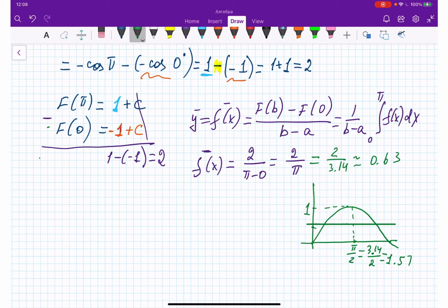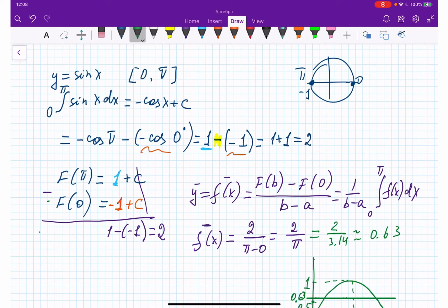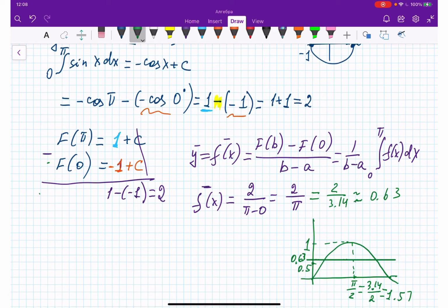Now, you might wonder if half of 1 is 0.5, but that's for straight line, right? Since we have here curve, right? This is 0.5. Because we have here curve, then it's going to be a little bit more, correct? Okay. So the average for y is equal sine x on the interval from 0 to pi is going to be about 0.63.